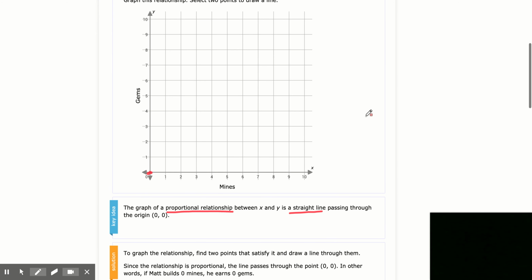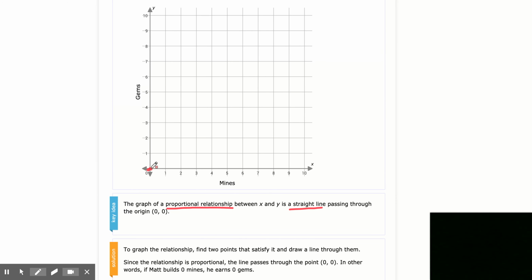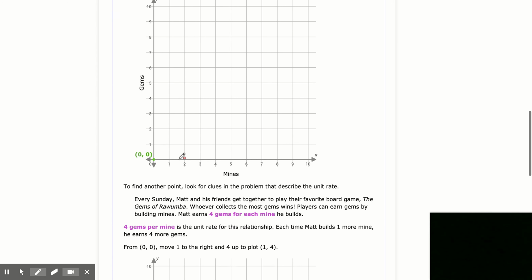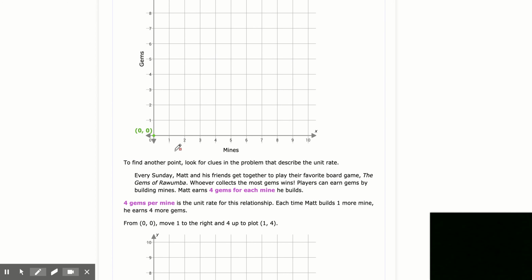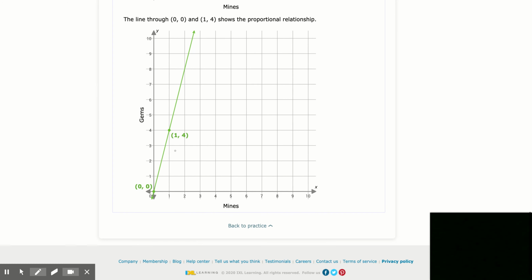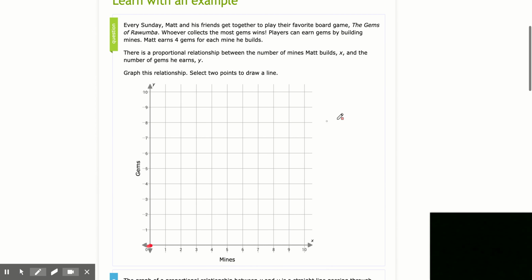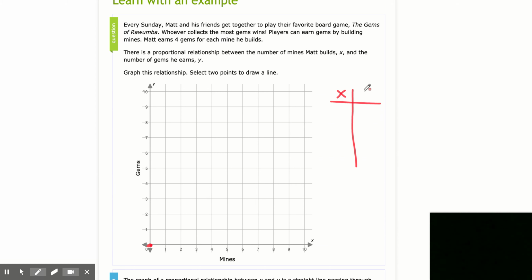And before you do that, the easiest way to help you do that is to obviously start at 0 here. But then also, let's see if it says it on here. No, it doesn't have it on here. I would say also to build that table. I like to build a table. All right, so we should have x and y. Up here it says that Matt earns 4 gems for each mine that he builds.